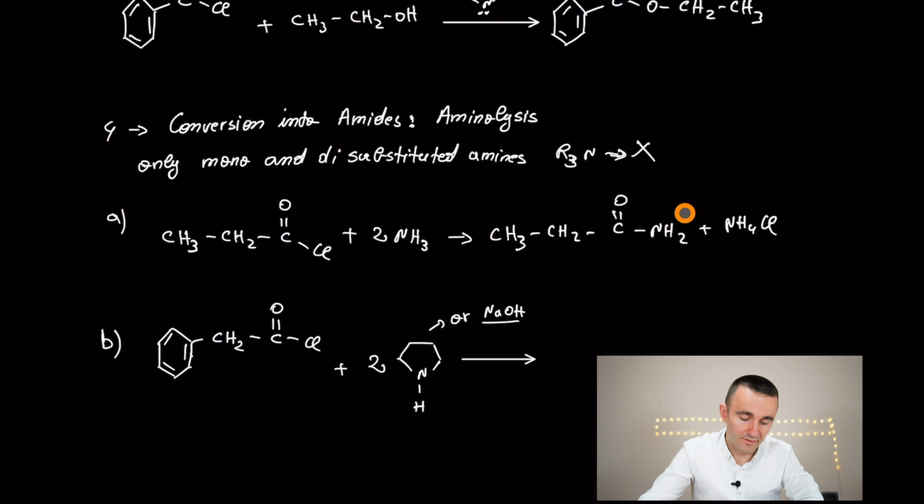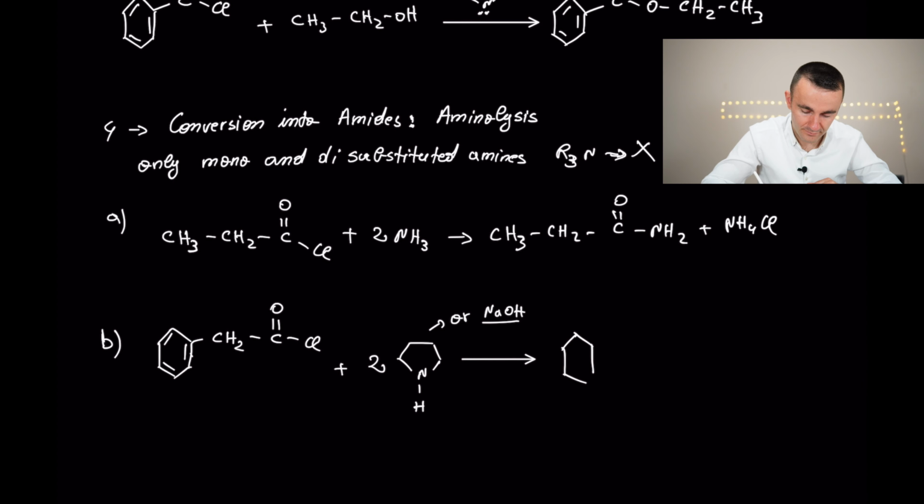In case the amine is expensive, you can use one equivalent of the amine and one equivalent of a base, such as sodium hydroxide, which is a cheap one. If you use two equivalents of the amine, or one of this and one of this, the product is going to be the same.